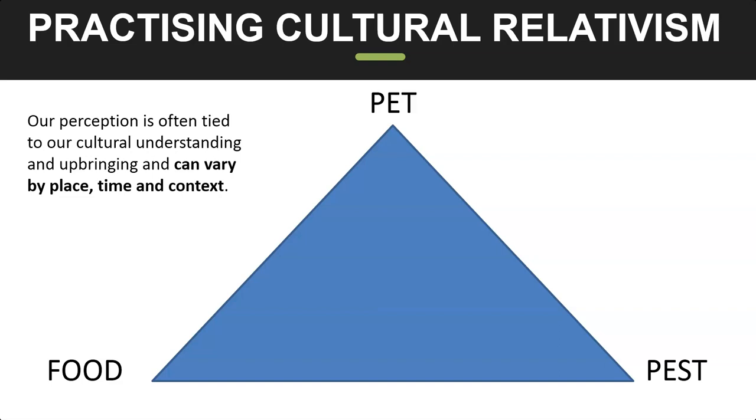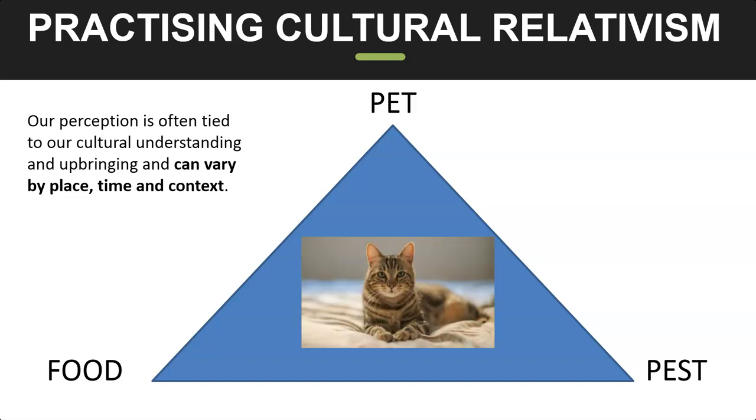So I'm going to give you different animals, and as I show these animals to you on the screen, I want you to think about whether that animal represents a pet to you. Does the animal represent a pest? Or is the animal a source of food for you? Remember, as you're looking at these images, other people in our class might see them very differently based on the place and context that has formed their culture. So a cat, is that a pet, a pest, or food?